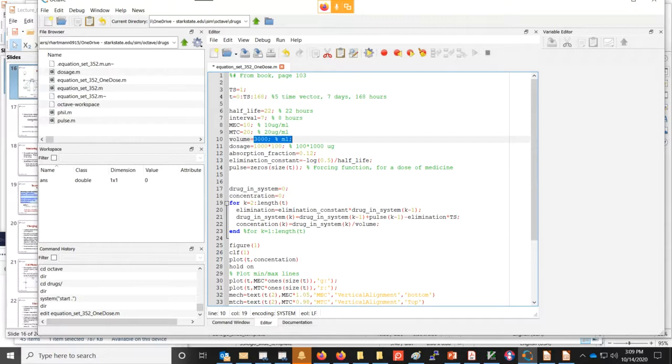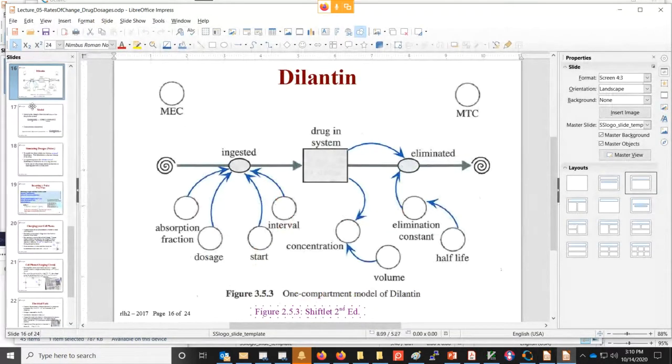So the drug in the system is just in grams or micrograms, how much I have in my body, but the concentration is based on the volume. So what I'm doing here is I'm going to determine how much is being removed from my body, which is just the elimination constant times the drug in the system. So if we look at this, that's this over here.